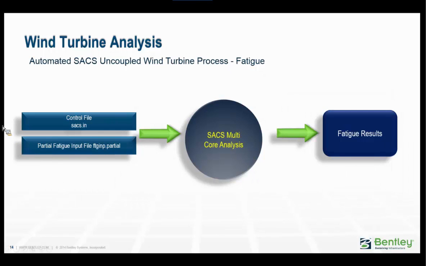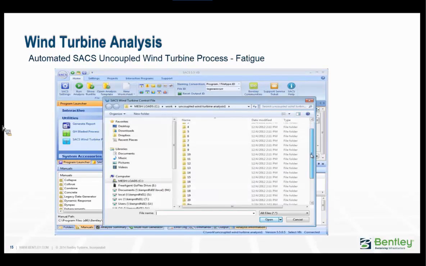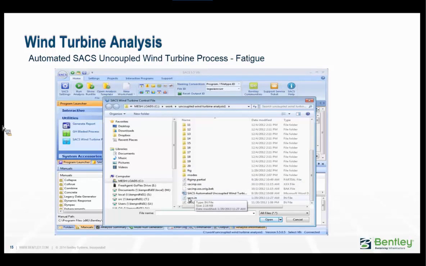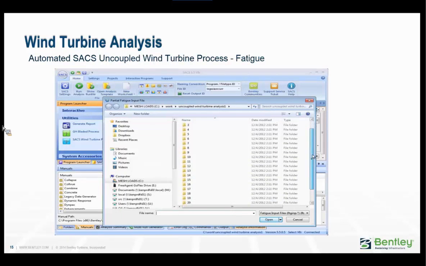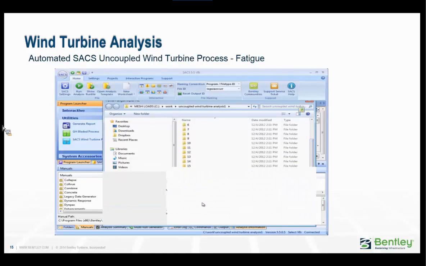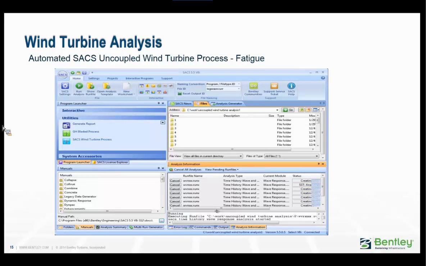for your fatigue analysis. This little video here shows you exactly how simple it is to actually run one of these analyses. Basically, you would go to the utilities area in the SACS executive, and we'll supply the control file, which is a SACS input file, and then also the partial fatigue input file. In this case, we are looking at 20 simulations. And as soon as you input those files, we'll spawn off a multi-core process. And I think we're using 8 cores in this simulation.